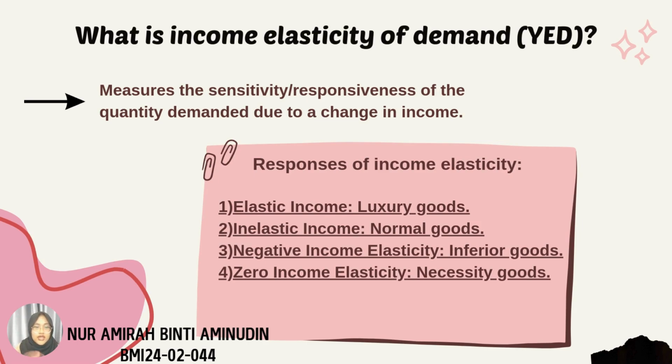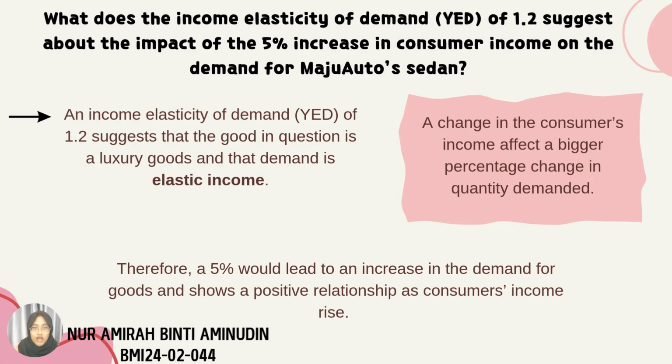And the third one is negative income elasticity, where the type of good includes inferior goods, such as brokerized or even used cars. The fourth one is zero income elasticity, where the type of goods involve necessity goods such as vegetables or food. Okay. And now we are done with question A. Let's move on to question B.